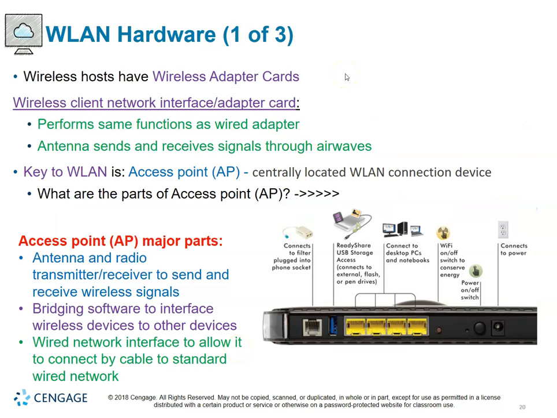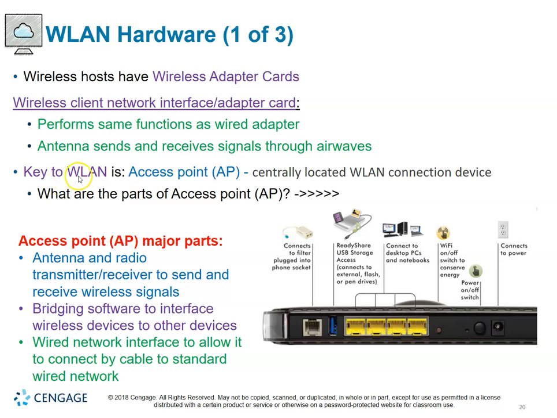So let's look at the hardware that's used for wireless local area networks. They have what are called wireless adapter cards. There's also wireless client network interface / adapter card terminology. This performs the same functions as a wired adapter, and the antenna sends and receives signals through the airwaves. Where would you find this? Well, you would find it typically in your router device, as you can see down here. Where would this be? It's connected with an access point. Again, your router is considered an access point if you have a wireless router at home.